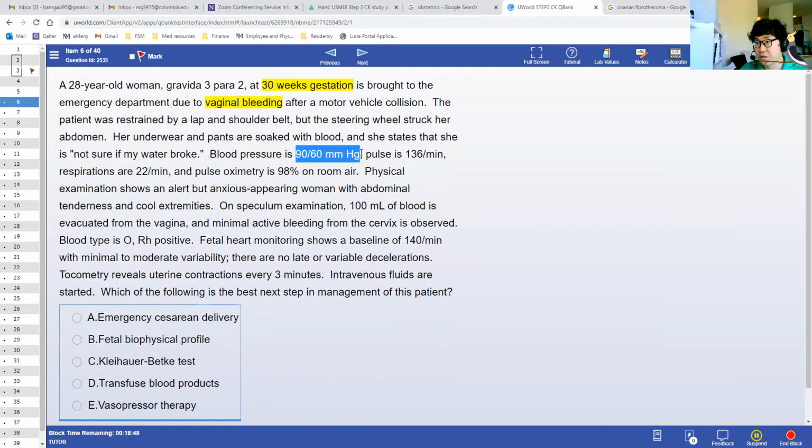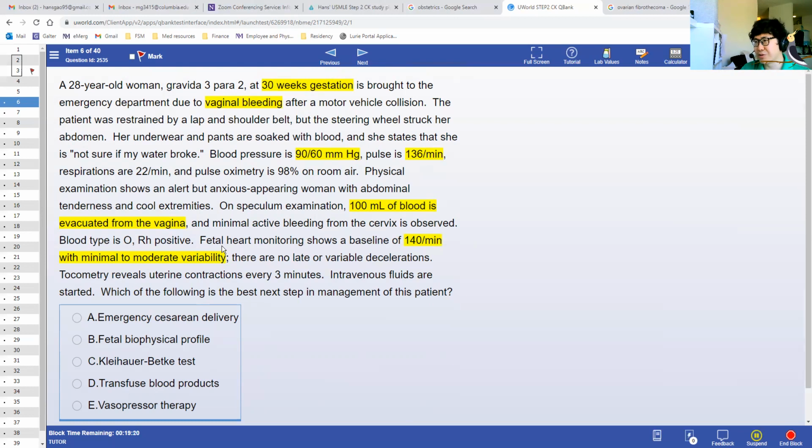Blood pressure is kind of low. Pulse is high. Probably want to get a peripheral IV in this person. Rest of the vitals look okay. She's alert and anxious. Abdominal tenderness, cool extremities. 100 milliliters of blood is evacuated from the vagina. All right, that's not good. I'm thinking, could she have abrupted because of a trauma? Minimal active bleeding from the cervix is observed. Blood type is O, Rh positive. Fetal heart monitoring 140 with minimal to moderate variability. Yeah, that's a little bit concerning.